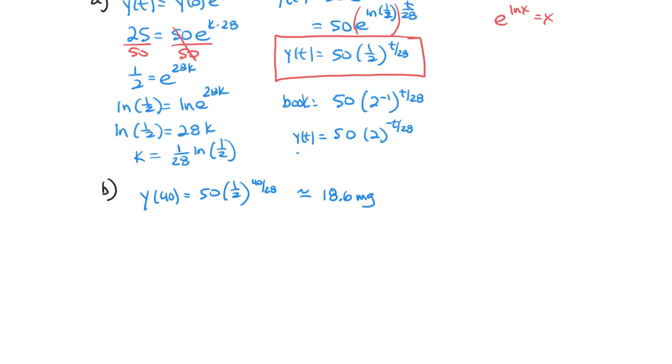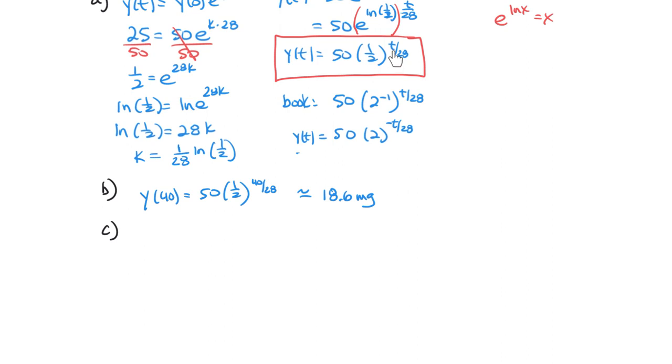Okay, so that is the mass remaining after 40 days. We started with 50 milligrams. 40 days later, we're at 18.6 milligrams. Then part C says, how long does it take the sample to decay to a mass of 2 milligrams? Okay, so once again, we come up here. Now, where does the 2 go?